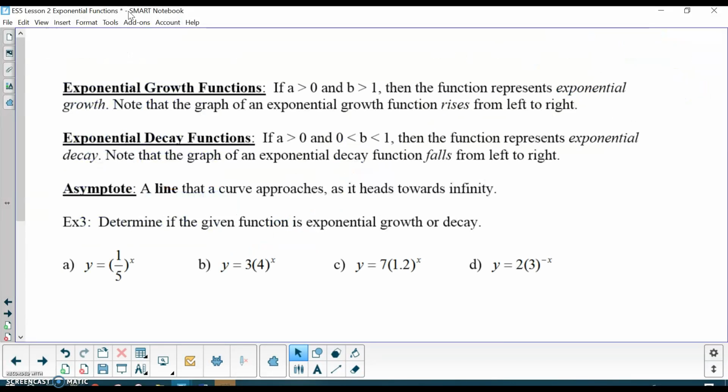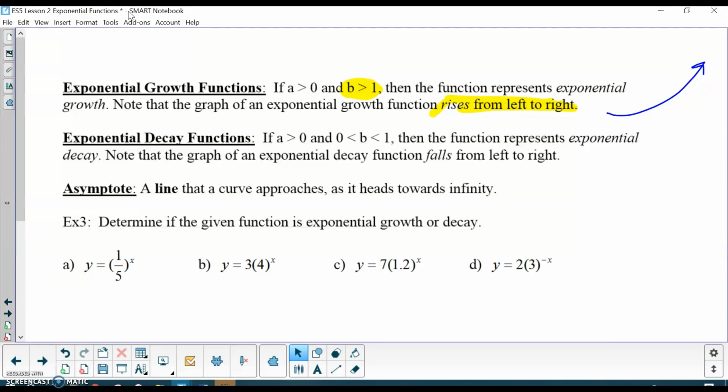Okay, we've got a couple of vocab words here. So growth and decay we've been talking about quite a bit, but we can actually look at an equation and see if it's going to grow or if it's going to decay. So if A is greater than 0, so that just means we're multiplying by something, and our B is greater than 1, then we've got a growth, and that means from left to right, it's going to rise. So it'll be going up a hill. Okay, you've got a couple blanks on your notes, so make sure you get those filled in.